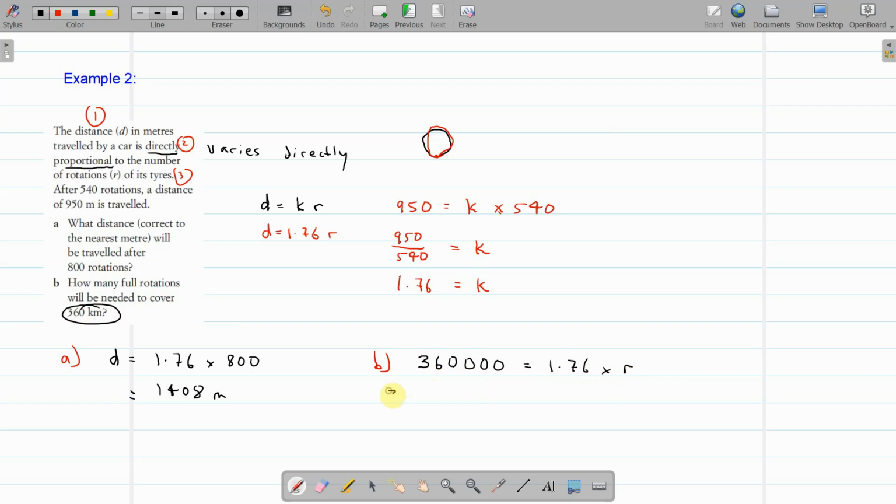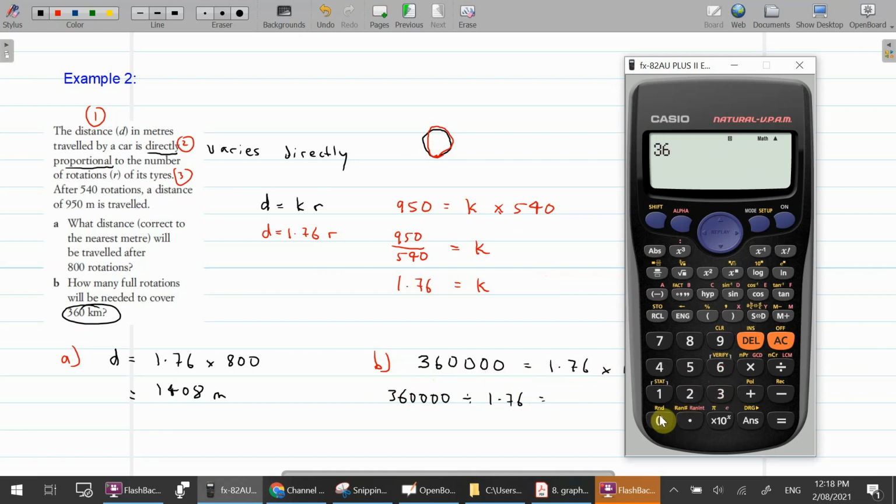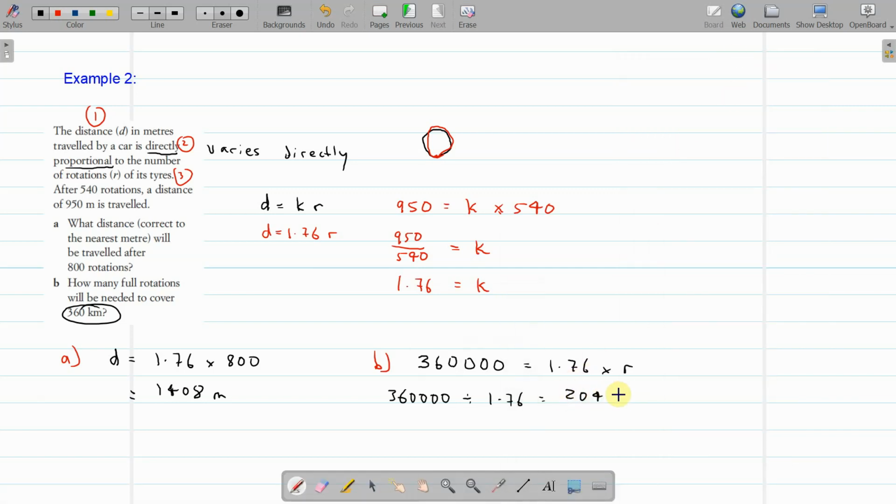So we're just going to divide. Divided by 1.76 will give you how many tire rotations. That's a lot. How many full rotations? Oh, okay, full rotations would be that one. That's only halfway through, so you'd have to go to the next one. 204,546. There's our two examples. Thank you.